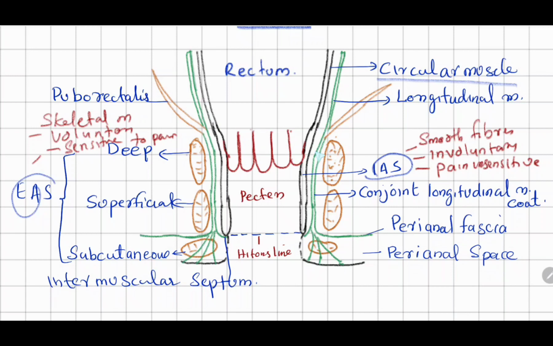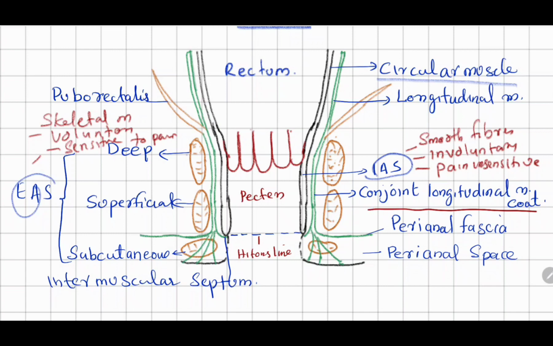Now let us see this diagram. Here again you can see the internal anal sphincter, then we have the external anal sphincter. In between the external sphincter and internal sphincter there is a fibroelastic structure. That is known as the conjoined longitudinal muscle cord.